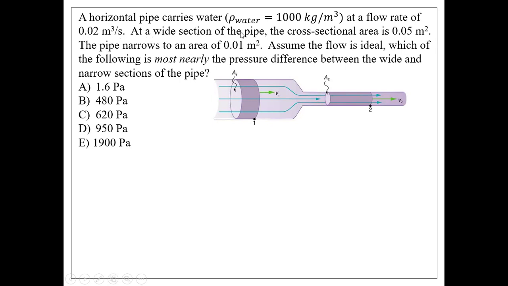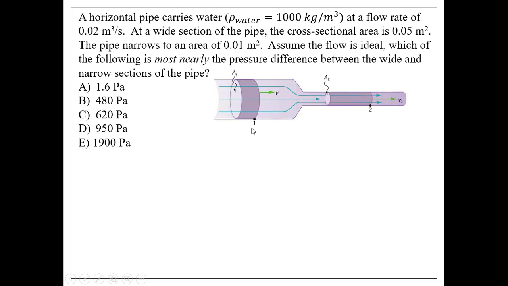It says at a section of the pipe, the cross-section area is 0.05 meters square. So once again, meters square is area, which is consistent with what they're given. And it says the pipe narrows to an area of 0.1 meters square. It says assume ideal flow, or the flow is an ideal liquid, whatever you want to say. And it says which of the following is nearest the pressure difference, okay, between these two sections of pipe.